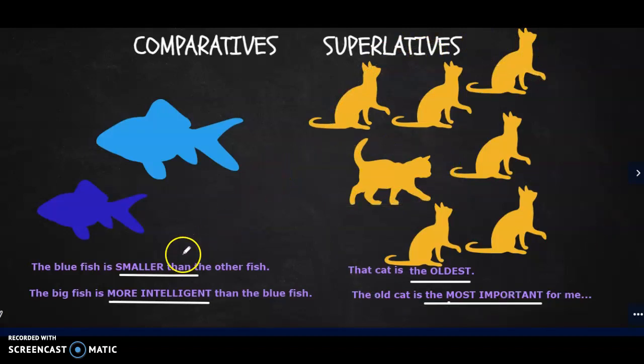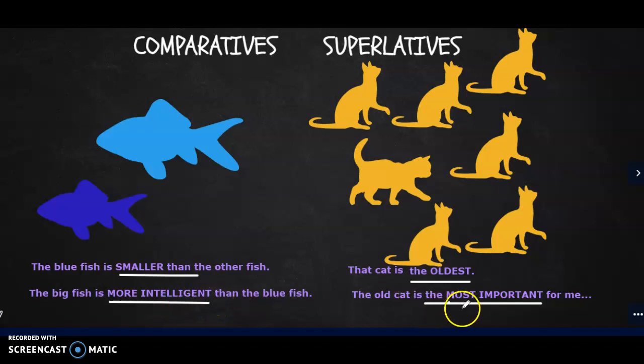And these rules that we learned, ER, than, and the EST, apply for short adjectives and adverbs. But what happens when we have long adjectives or adverbs? I have to add the word more for comparative and the most for superlative. The big fish is more intelligent than the blue fish. This is just an example because intelligent is a long word.